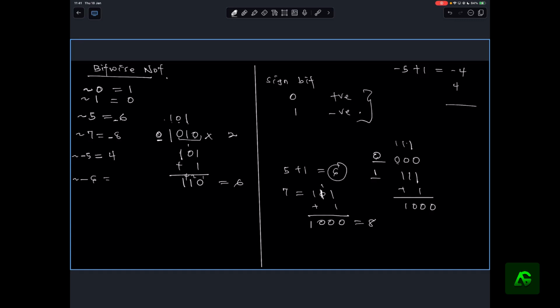Okay, now let us look at this one. The not of negative 6 should give us what? Minus 6 plus 1. If you have minus 6 plus 1, that is minus 5. Then you flip the sign, so it will become plus 5. Do you get it now?